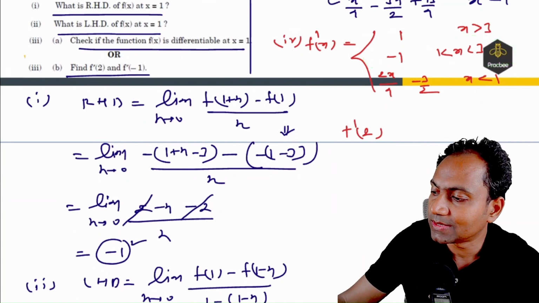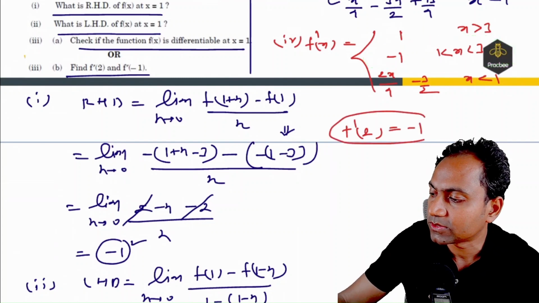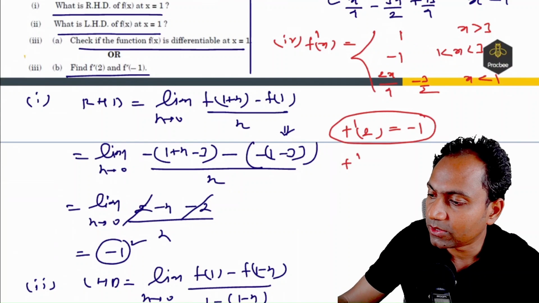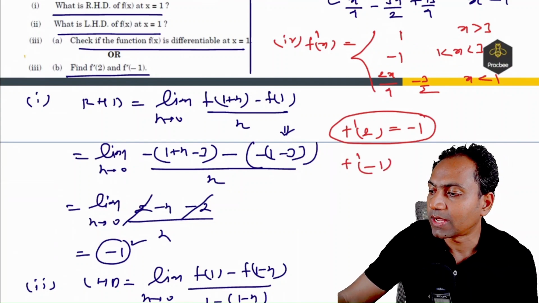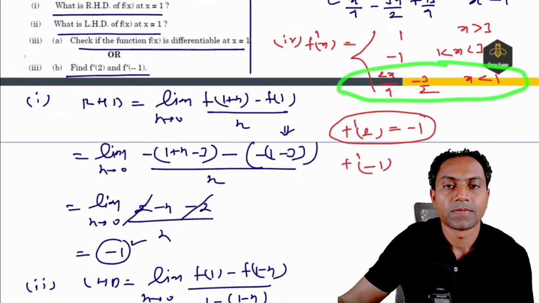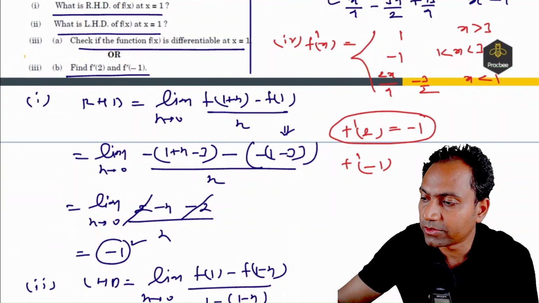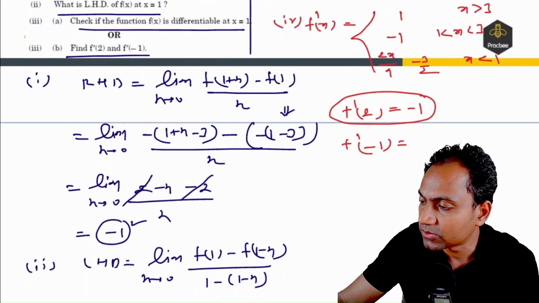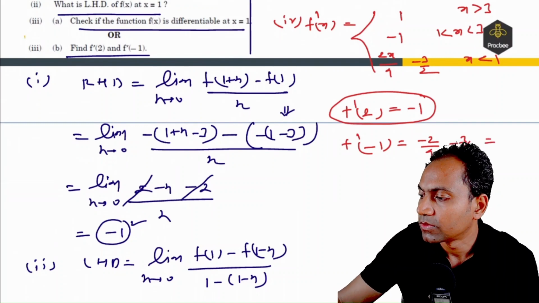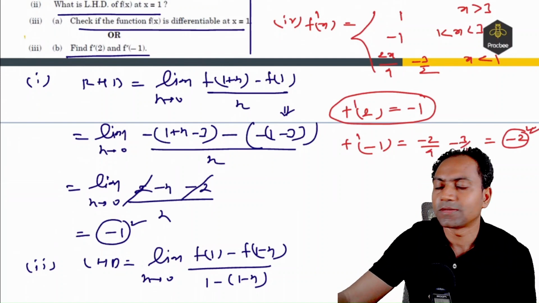So you can clearly see that the value becomes nothing but minus 1. If I want to find the value of f dash of minus 1, for finding minus 1 we'll have to go in this region. If I go in this region, all I need to do is put the value of x as minus 1. So this becomes minus 2 by 4 minus 3 by 2. So it becomes minus 1 by 2 minus 3 by 2, which is minus 2. And this is the value that we are getting.